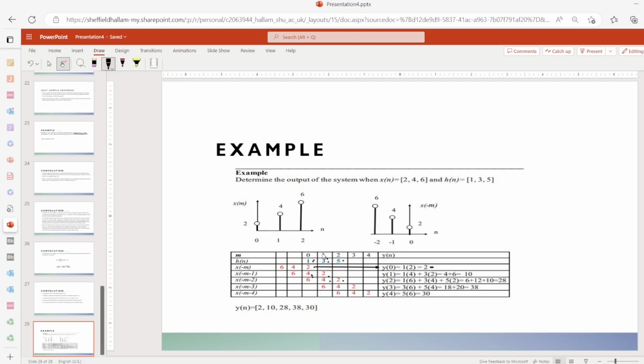Now you shift it to the right one more time. It will be like 3 times 6 plus 5 times 4, that is 38. And for the last time, we'll shift xm by 4 units to the right. So this will be 5 times 6, and it will be 30.